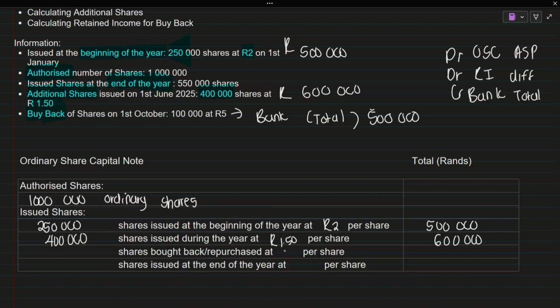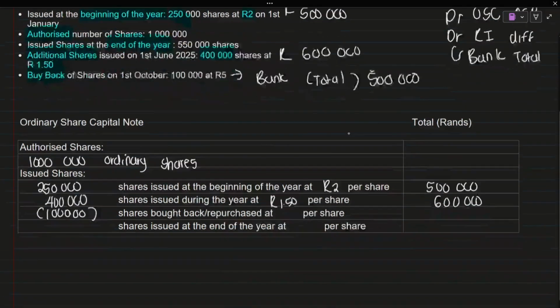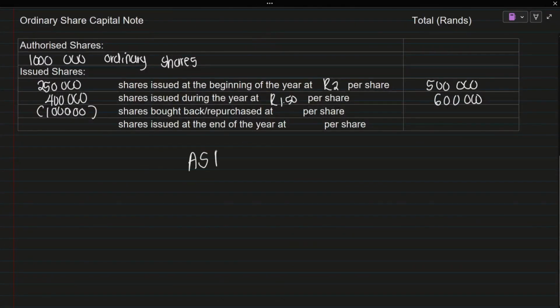Okay, shares bought back and repurchased. So we bought back 100,000. Keep in mind, buyback is in brackets because it's on the debit side of our ordinary share capital account. It's going to decrease. We don't know the per share price and we cannot put this in because we need to find it, and it's going to be less than this amount. How do we calculate that? We have to look at our ASP.